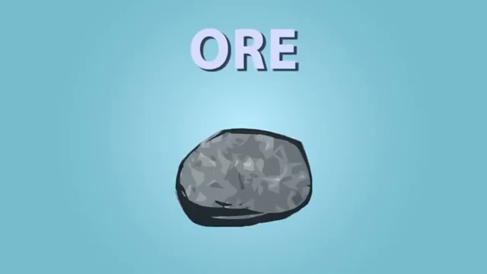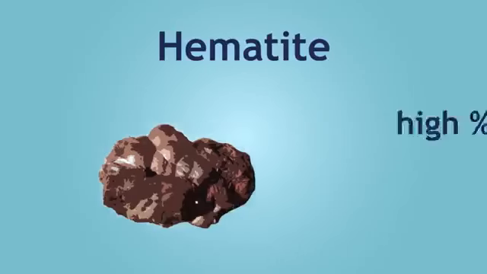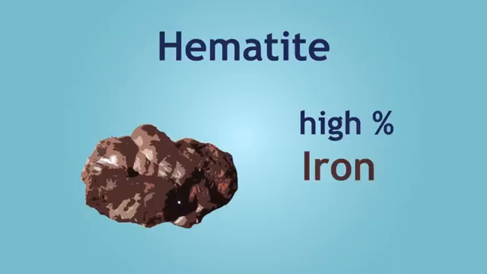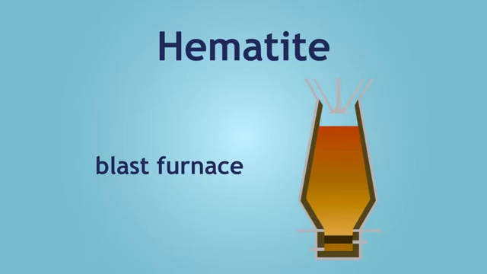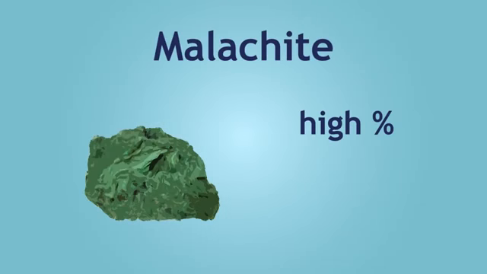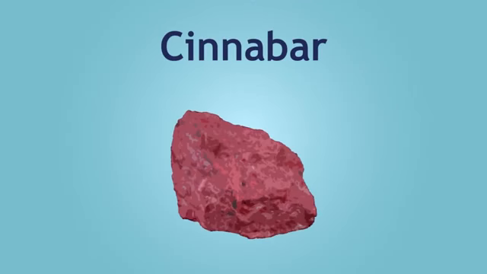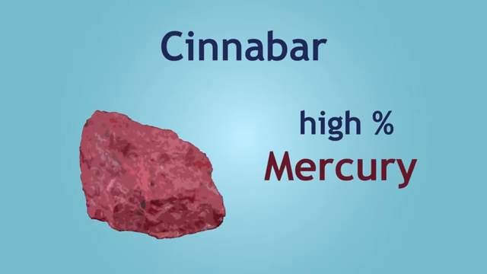Ore is simply a rock containing a high percentage of a certain mineral. For example, hematite contains a high percentage of iron. The extraction of iron from hematite is done in a blast furnace. Malachite contains a high percentage of copper. Cinnabar contains a high percentage of mercury.